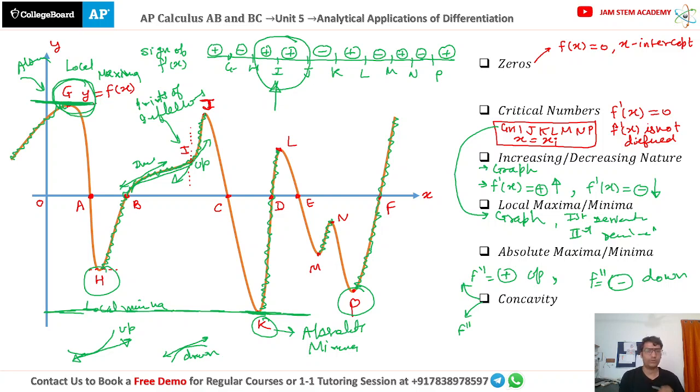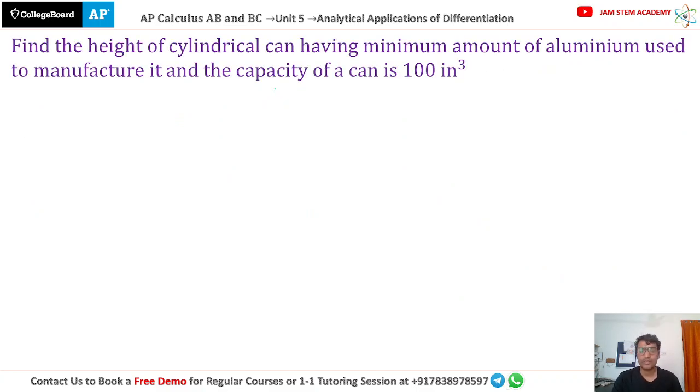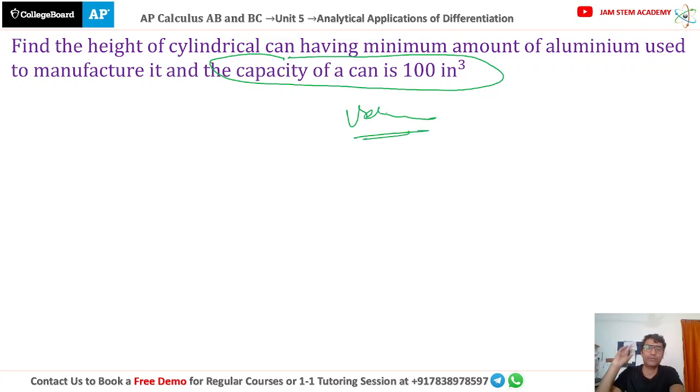Okay. Now let's move to the next part. Application based problem. I'll discuss the solution to this problem using the graphical approach as well as the first derivative test and the second derivative test in detail. So it says find the height of the cylindrical can having the minimum amount of aluminium used to manufacture it, and the capacity is already given as 100 cubic inch. So what we have to find here, the volume is already given. 100 cubic inch is the given volume. So volume is constant.